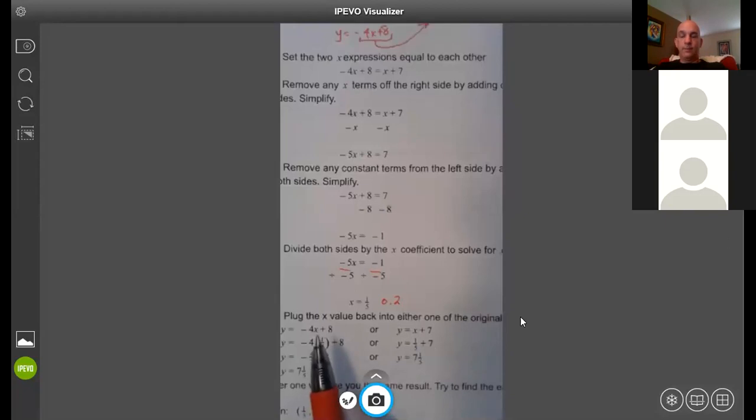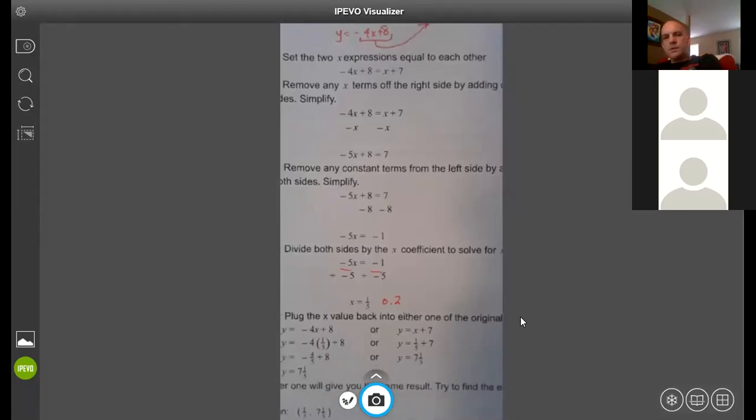But if I chose this one, I would still do -4 times 1/5. That would give me -4/5. Then if I add that to 8, it's going to reduce 8 by an amount of 4/5, giving me, again, 7 and 1/5. So either equation will give me that same y value. It's just one is usually going to be a little easier than the other. So depending on which one you choose, you should get the same answer. Sometimes you just get fewer steps.